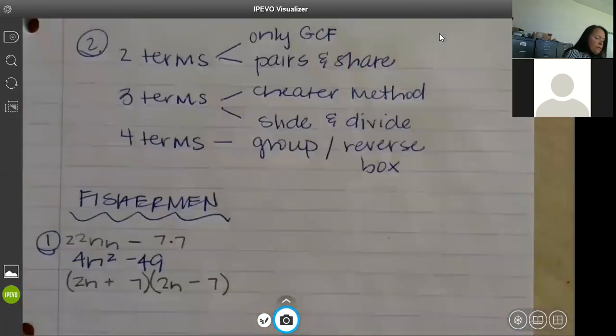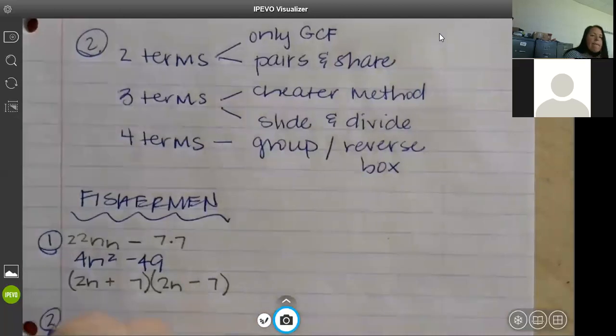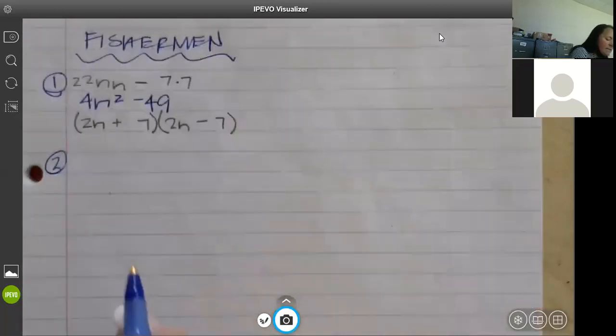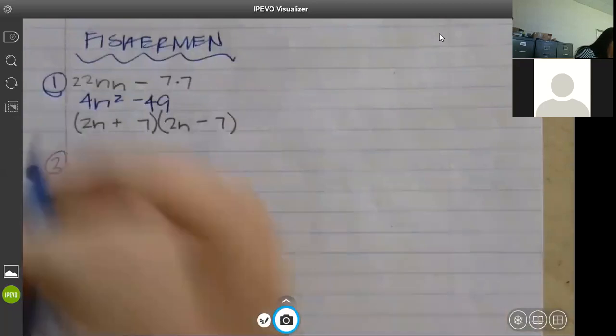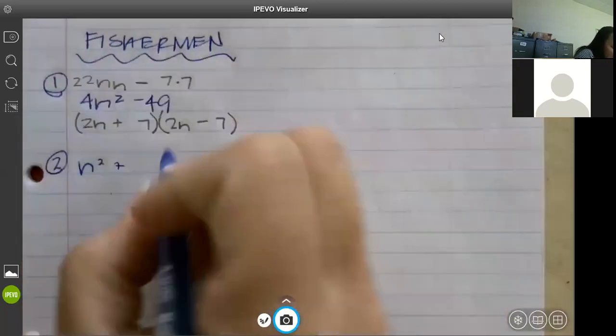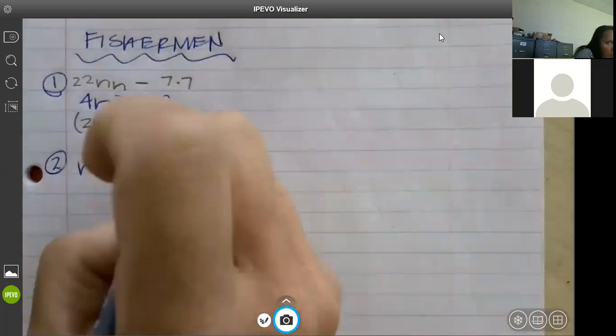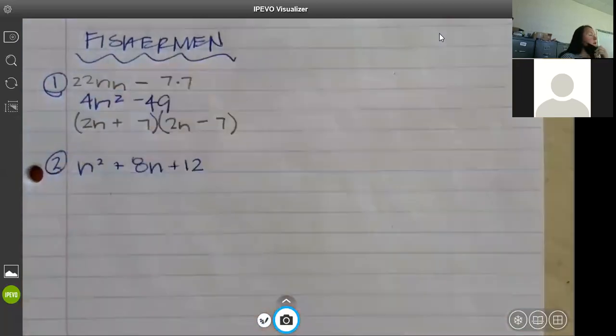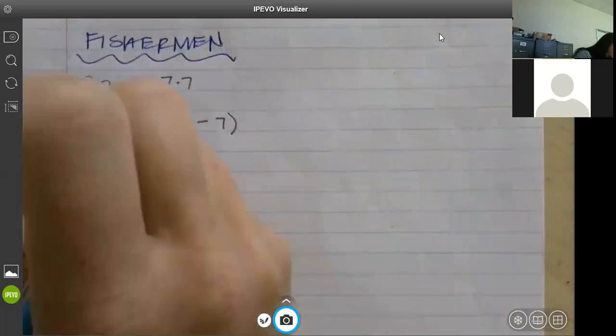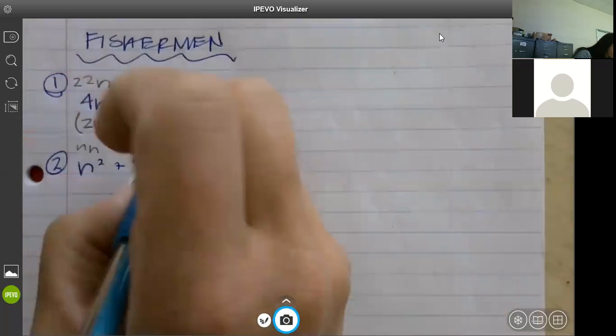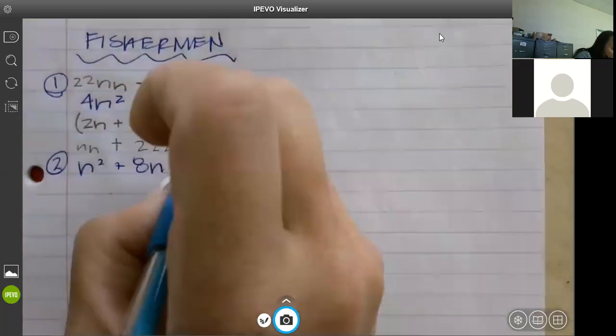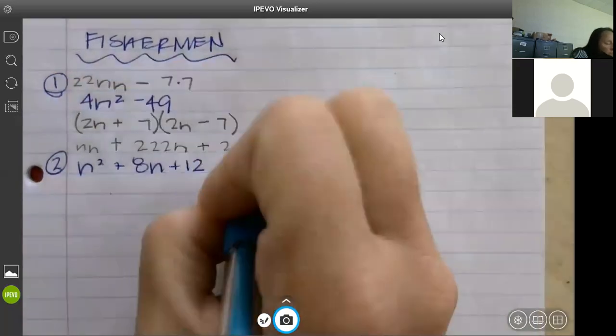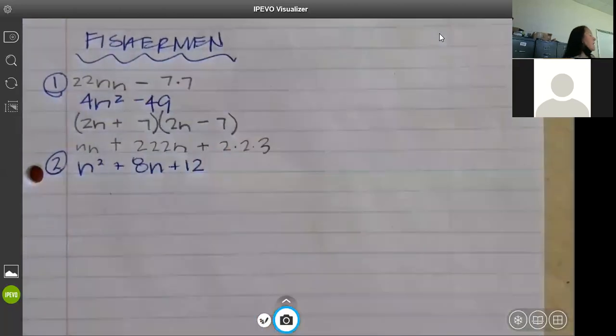I'm going to do number 2. Number 2 on fishermen is n squared plus 8n plus 12. On the top, I'm going to break it down. We have n, we have a big fat plus. 8 is 2's and an n. And 12 is 2 and 6, or 2, 2, and 3. And I'll give you a minute to write that down. So all I did was break them down to see if there was a GCF.